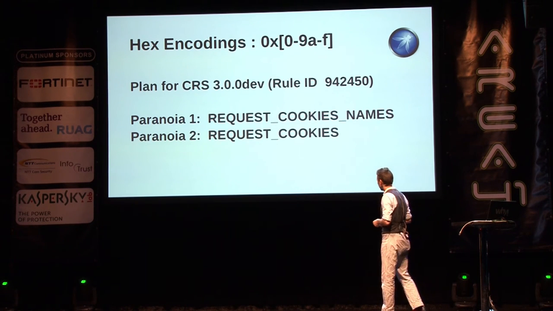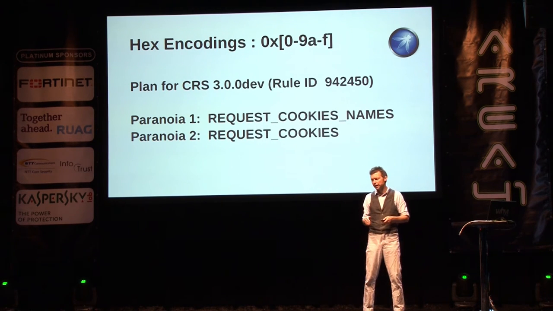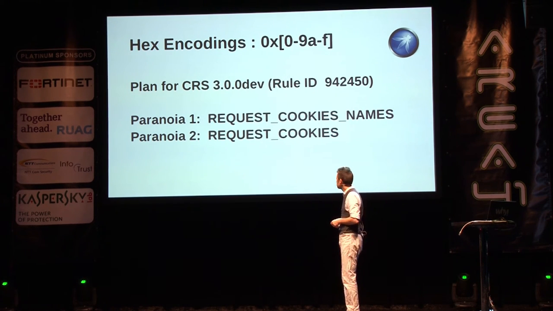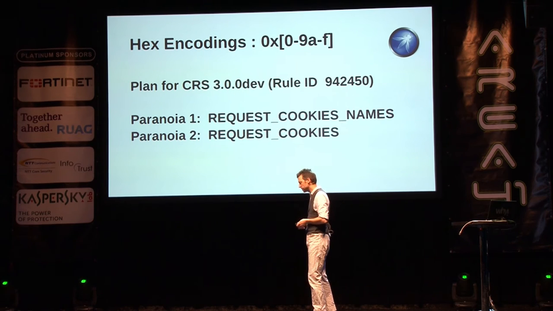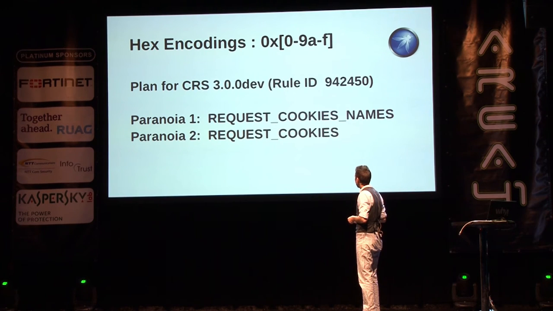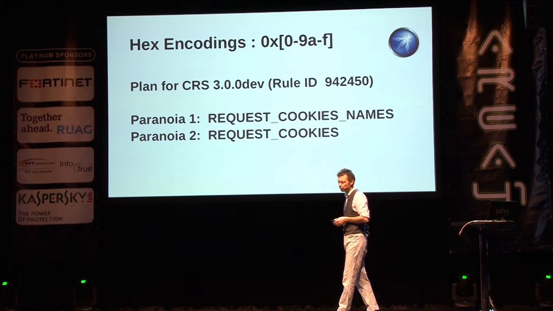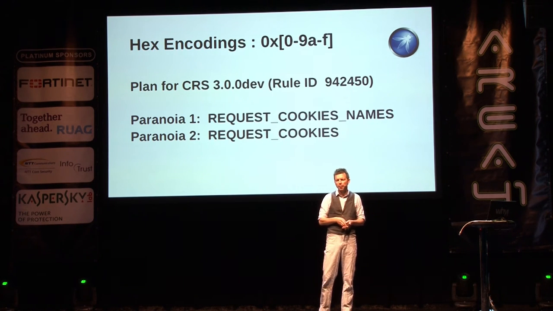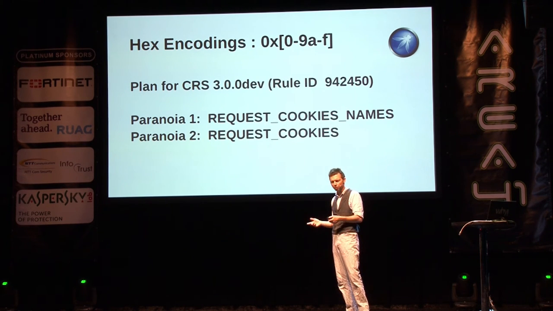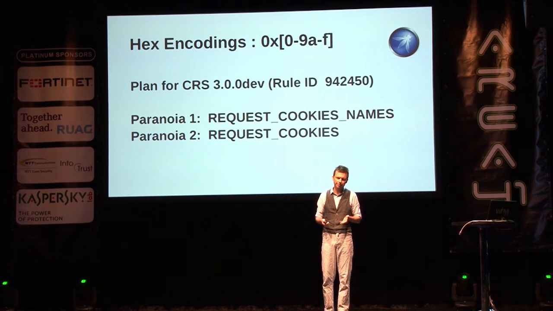Next example, hex encodings. So hex encoding, as you all know, there's typically a 0 followed by X and then a hex number, 0 to 9, A to F. There's a bit of syntactic sugar around this in the rule, but basically it's 0x, etc. And of course, this brings a lot of false positives, namely in the form of cookies, session cookies. They're created by random, and as it happens, very often you have a 0 followed by 6 and then a new character. It's a hex encoding false positive.